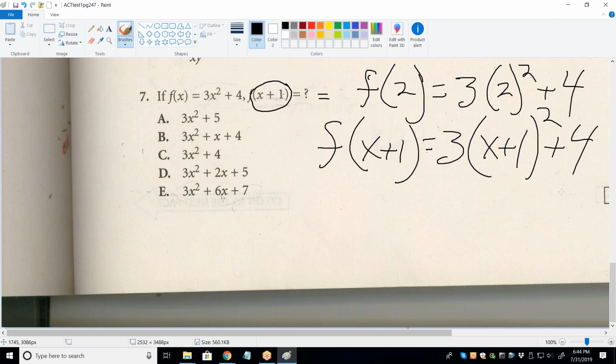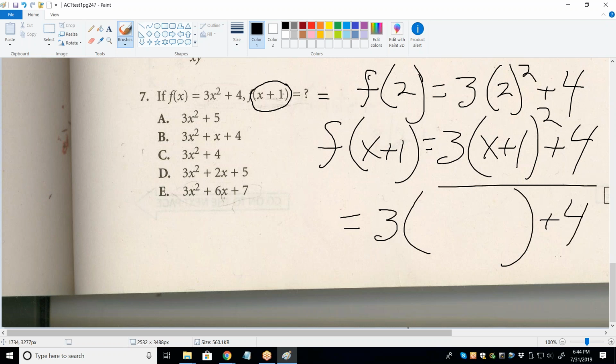Okay? Now, notice that that answer is not one of them. So what do we have to do? When you don't know what to do, do whatever you can do. What can you do to this answer? Not solve it, expand it. Do that. Tell me what you get.